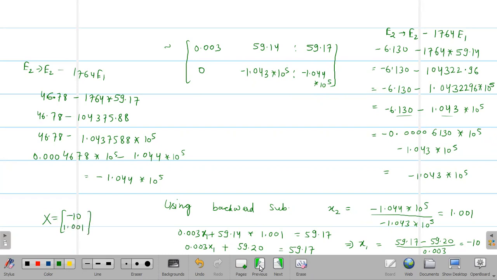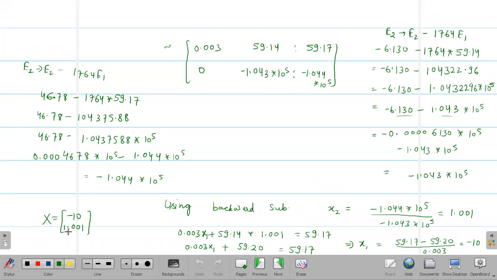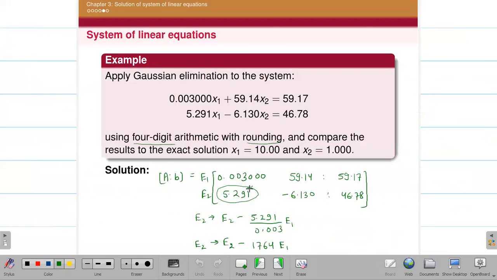And look into the exact solution. This is 10 and 1. This is positive 10, and positive 10 will satisfy this equation. But here you're getting negative 10 and 1.001. So where is the problem here? Actually we will do a strategy in the next lecture, on how to get rid of these types of problems. Actually, you are getting the approximation because of the rounding and chopping only.